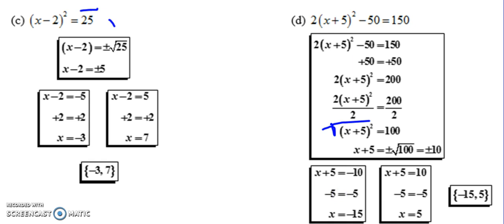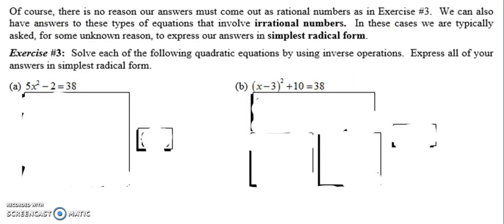All right, so let's keep going here. Always hit pause and rewind if you need to. Okay, of course, there is no reason our answers must come out to be rational numbers, as in exercise 3. You can also have answers of these types that involve irrational numbers. In these cases, they're typically asked to express in simplest radical form. So you might be solving a quadratic that can't be factored, and that's when we can start using these different forms to help us out.